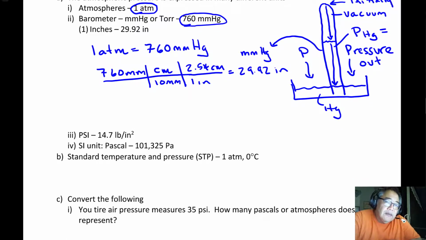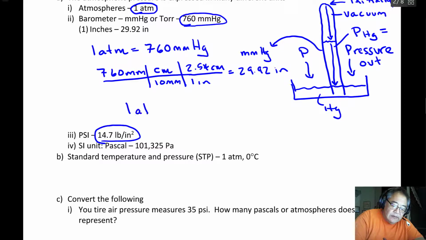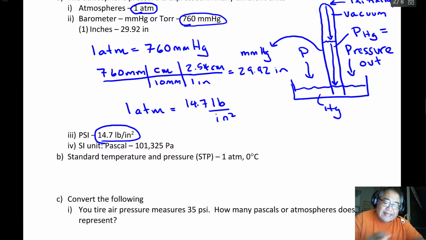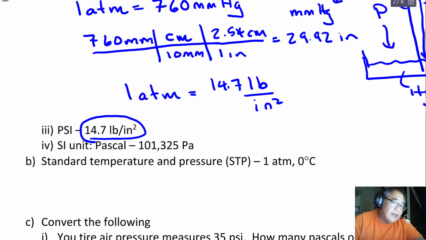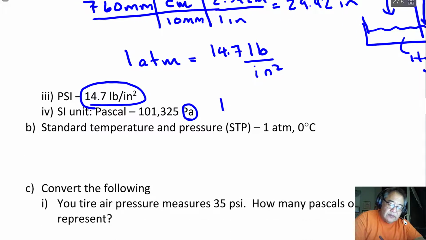Other real common units of pressure are PSI. So if you were measuring the PSI versus atmospheres, it turns out 1 atmosphere is equal to 14.7 pounds per square inch. And the most common SI unit for pressure is known as a Pascal. And we also know that 1 atmosphere is 101,325 pascals.